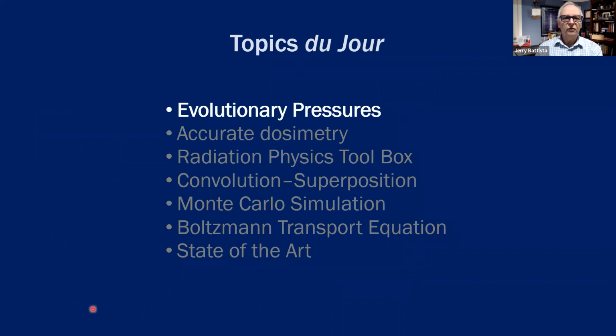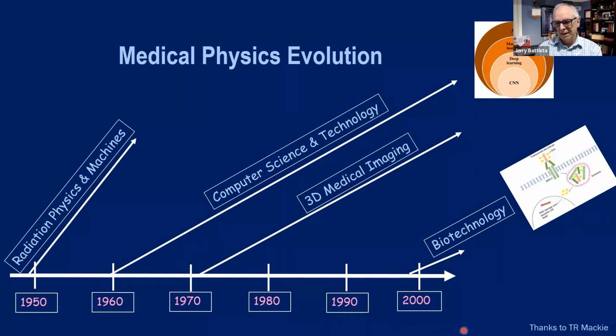So here's the outline for today. I wrote it here in French, topics du jour, because in Canada we are bilingual, some of us anyway. And I want to start with the evolutionary pressures that move algorithms forward. This is a slide from my graduate student, Rock Mackie, and it shows that in the 1950s era, most of the developments were on radiation physics and radiation machines. There were betatrons that had been developed earlier on. There was radiation using radium sources, and eventually cobalt sources.